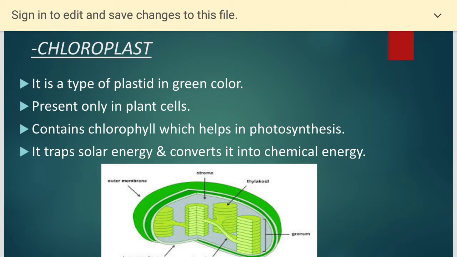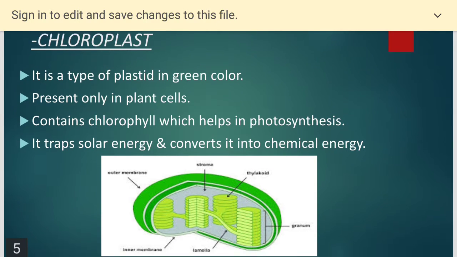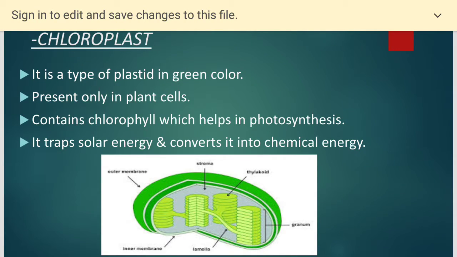Our next cell organelle is chloroplast. Actually, chloroplast is one of the plastids. Plastids are of three types: chloroplast, chromoplast, and leucoplast. Chloroplast is for green color, chromoplast is for orange, red, yellow, and leucoplast is colorless. It is present only in the plant cells. It contains a pigment called chlorophyll, which helps in photosynthesis. Chloroplast traps the solar energy and converts it into chemical energy.